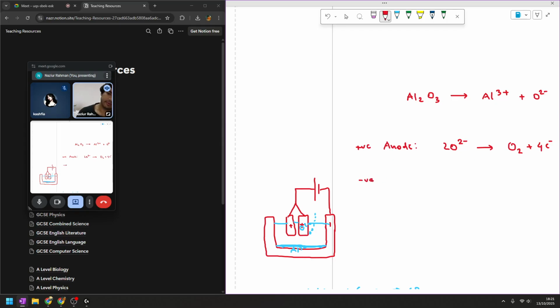And at the negative cathode, the electrons that the oxide ions produce at the anode would then be transferred onto the aluminium at the cathode.